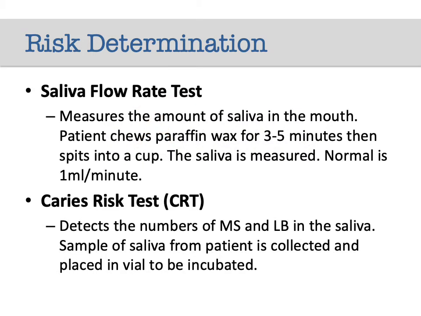Other ways that we can assess a person's risk for caries would be through a saliva flow rate test, which measures the amount of saliva in the mouth. In this test, a patient will chew paraffin wax for 3 to 5 minutes and then spit into a cup. The amount of saliva is measured. The normal rate of saliva flow is 1 milliliter per minute.